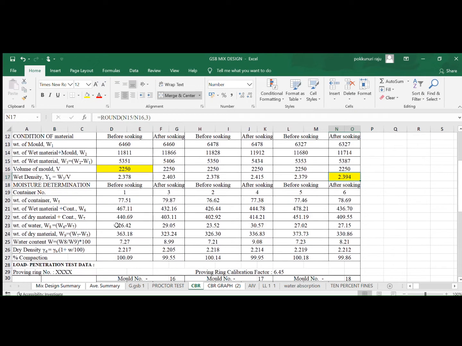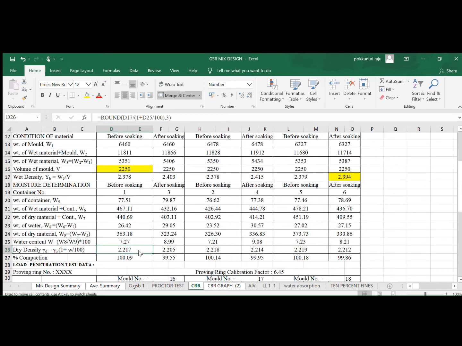Now the moisture determination, before and after soaking, is done using the oven method, where the sample has to be kept for 24 hours at a temperature of 104.5 degrees to get the water content in percentage. Once we get the water content, we get the dry density of the soil sample, which is nothing but the wet density divided by one plus the moisture content.